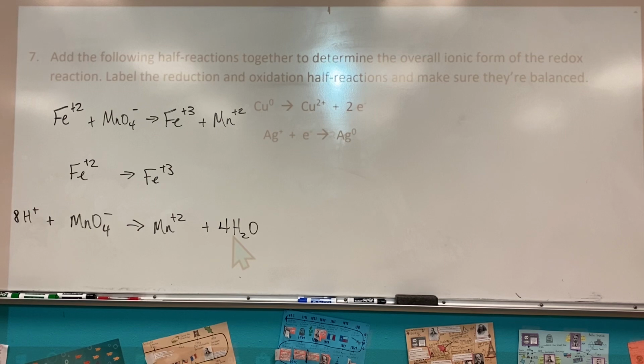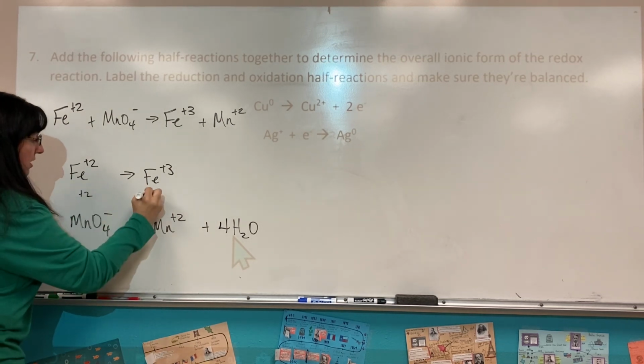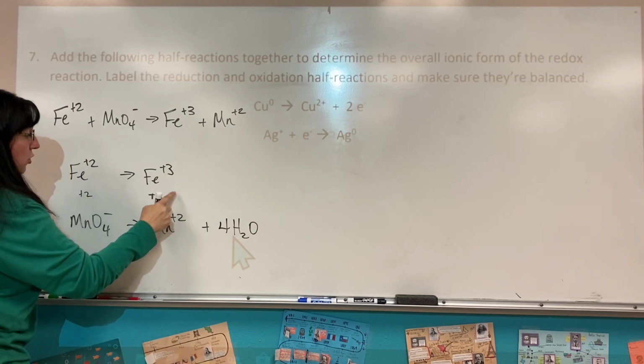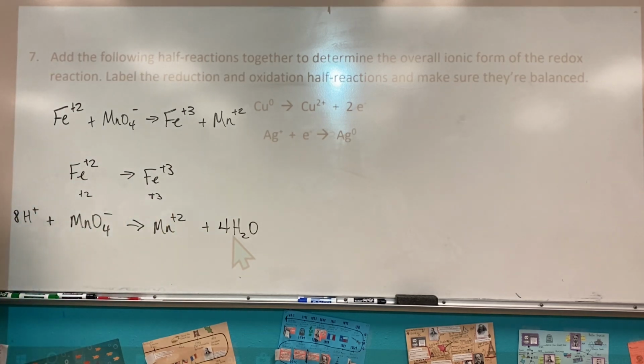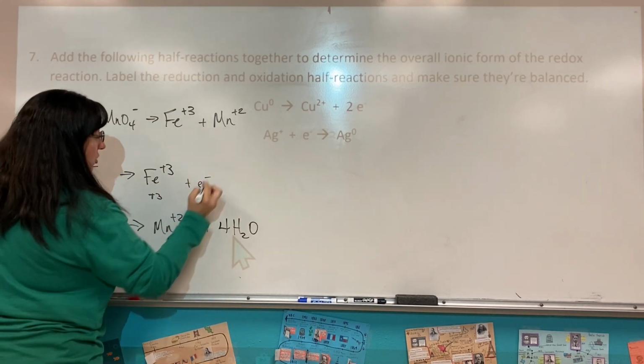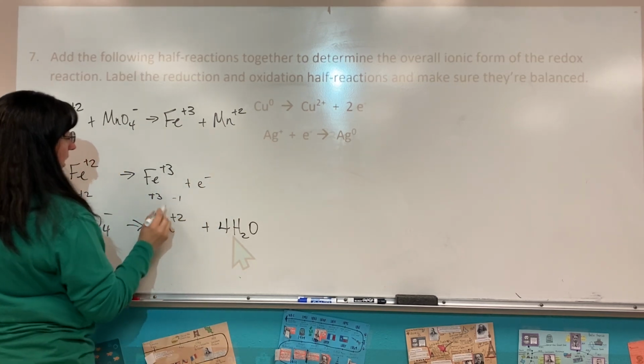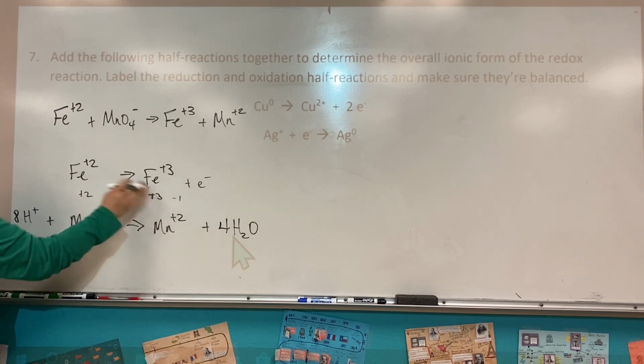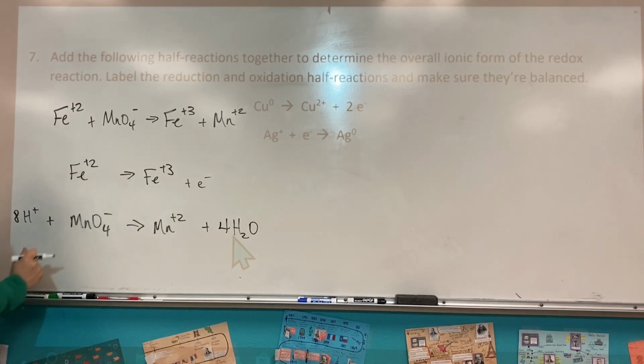Okay, so let's balance out our charges. So this has a charge of +2, this has a charge of +3. So I need to drop this side down by 1. So what do I do? Add an electron. This gives me -1, so this would give me a charge of +2. These are now balanced. Okay, right here, I have 8 positives and I have 1 negative. It's going to give me 7.